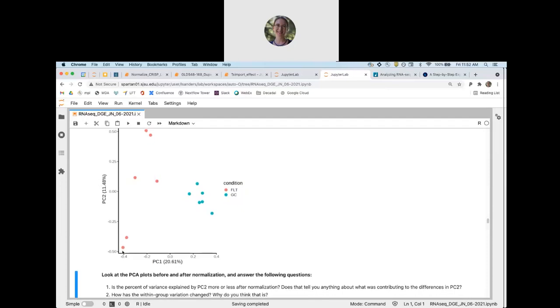Now, take a look at the within group variation. So the variation within the flight samples and the variation within the ground control samples. How has that changed? Yeah, less variation within the ground control group.